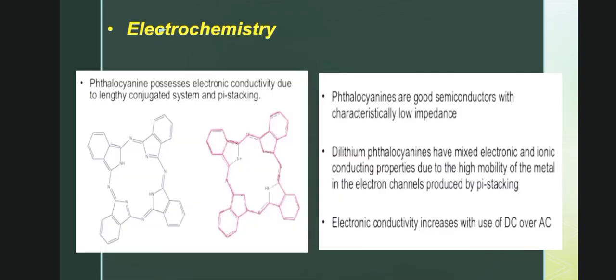In electrochemistry, phthalocyanines are good semiconductors with characteristically low impedance. Dilithium phthalocyanines have mixed electronic and ionic conductivity properties due to the high mobility of the metal in electron channels produced by pi stacking. Electronic conductivity increases with use of DC over AC.